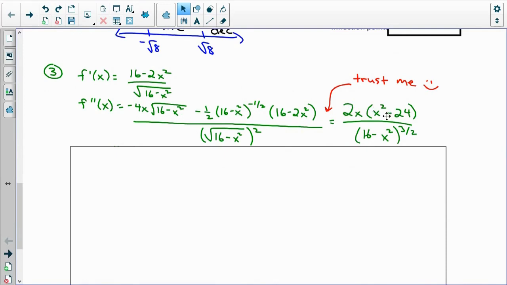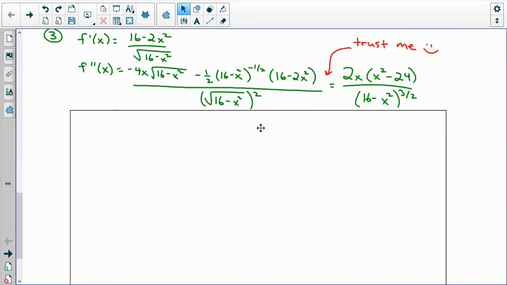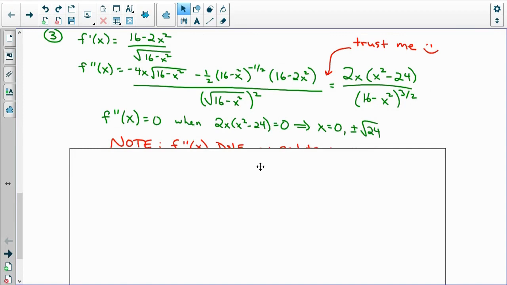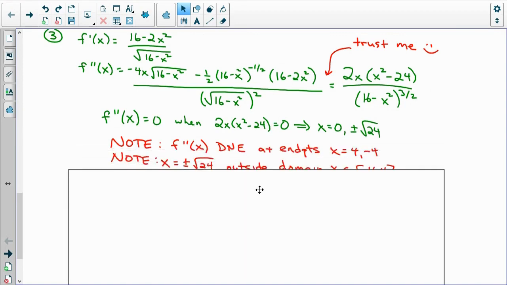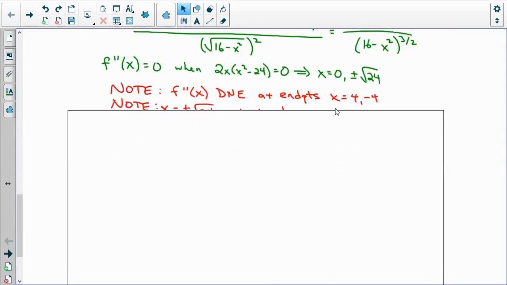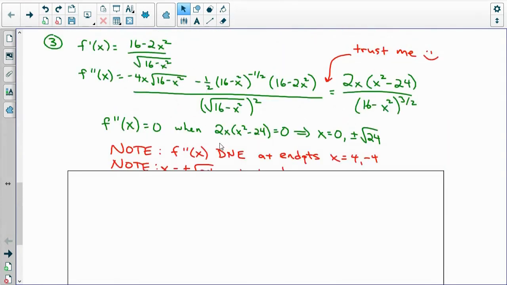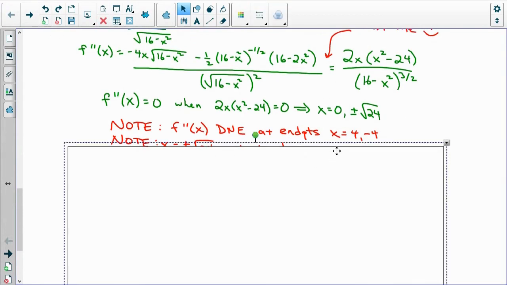So I end up with 2x times (x squared minus 24) all over (16 minus x squared) to the 3 halves. And I hope you just trust me on that one to make sure the video doesn't last forever. The derivative equals 0 when the numerator equals 0, so that occurs at 0 and plus or minus root 24. Notice that f double prime does not exist at the endpoints, and the same situation applies for f double prime as f prime earlier in the problem.